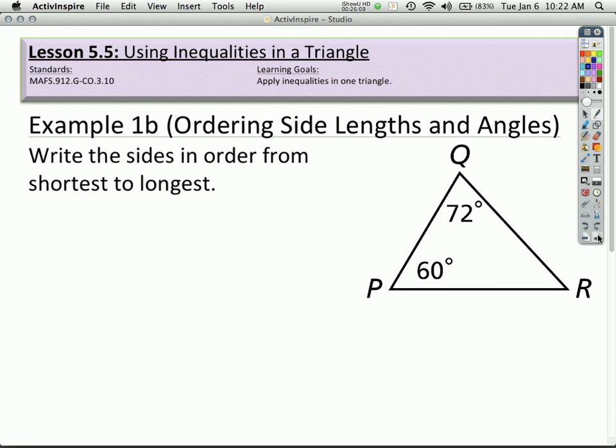So using the converse, using theorem 5.11, we can figure out which side is the smallest, which side is the shortest, and which side is the longest. But we need the angles. So we're given 2 of them. 1 of them is missing. So what do we do about that? We use our brains. Come on.